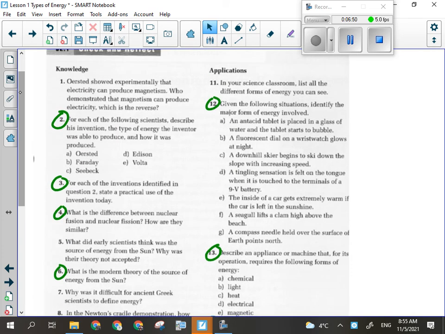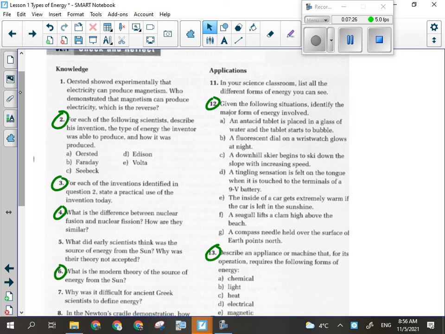Okay, for number 12, in the following situations, identify the major form of energy involved. Okay, an antacid tablet is placed in a glass of water and plop, plop, fizz, fizz. What kind of energy is that? It's chemical. Yeah, that's a chemical reaction. Okay. All right, a fluorescent dial on a wristwatch glows at night. It glows because it's making light. Yeah, it's just light energy. Okay, that's all it is, light energy.